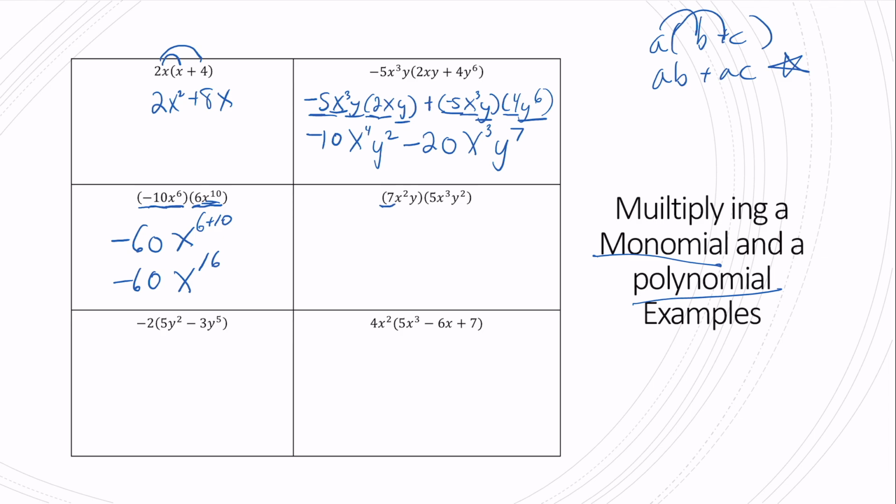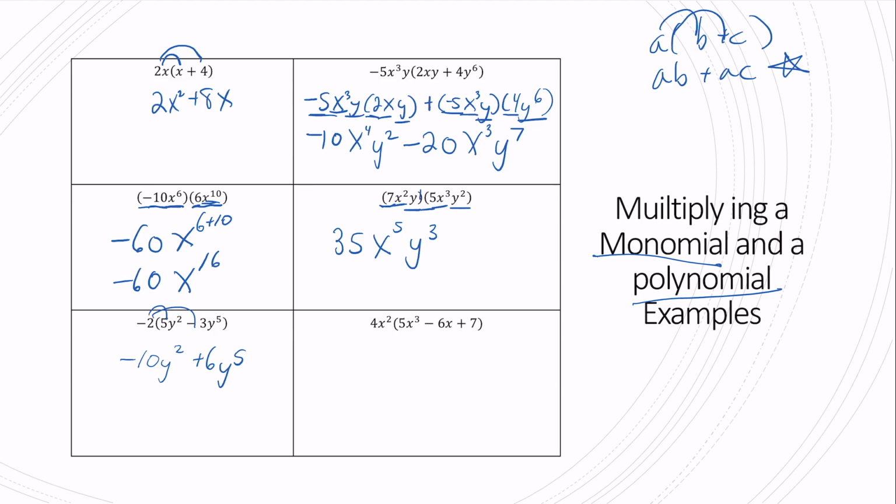For problem 4, I have 7 times 5. That's 35. X squared and x cubed gives me x to the 2 plus 3, which is x to the fifth. Y times y squared gives me y to the first plus 2, so y cubed. My fourth example, I don't have a variable term that I'm distributing, just a negative 2. That's kind of nice. So I've got negative 10y squared plus 6y to the fifth, and these are not like terms, so I can't combine them.